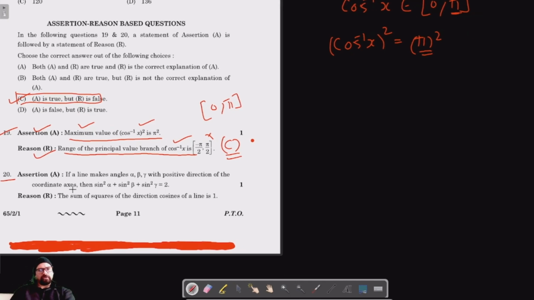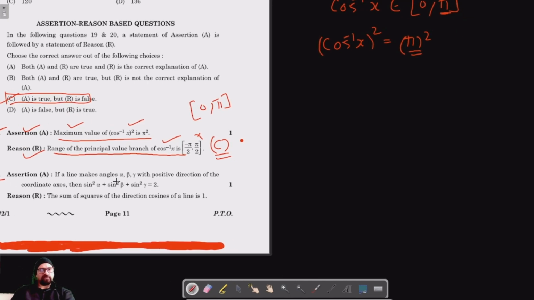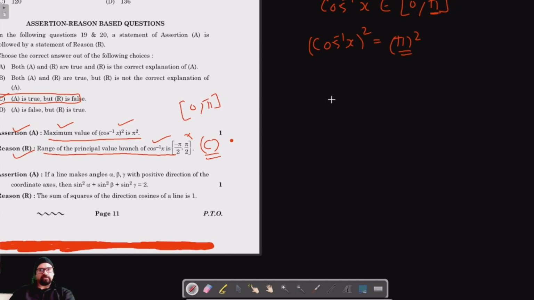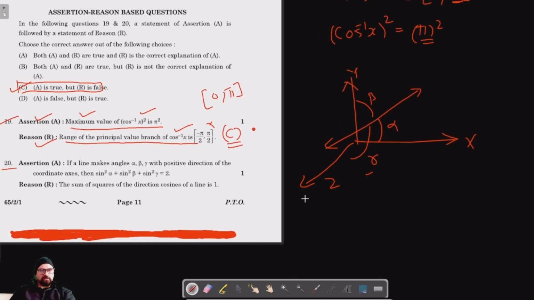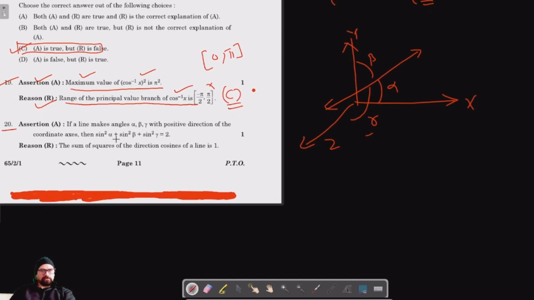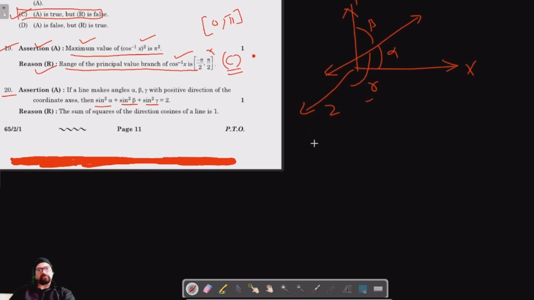Okay, for question number 20, assertion: if a line makes angles alpha, beta, and gamma with the positive direction of the coordinate axes. So it's given that a line is making angles: alpha with the x-axis, beta with the y-axis, and gamma with the z-axis. Now we have to show that sine square alpha plus sine square beta plus sine square gamma is equal to 2.